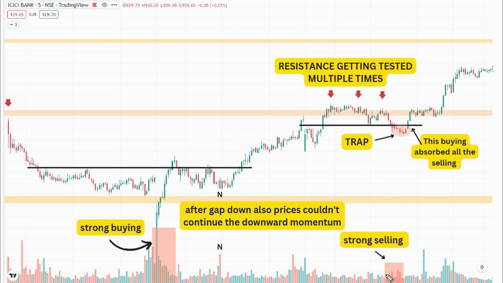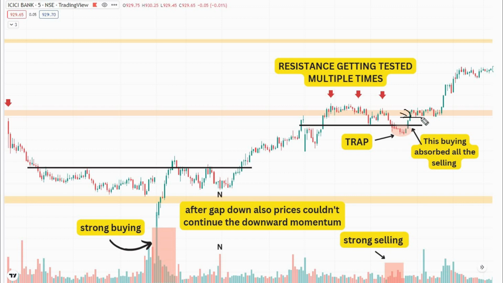Now see here, increase in volume, prices broke this level, indicating to sellers that now prices will go towards the downside. But what happened? Eventually the sellers got trapped and prices again broke above this resistance with increase in volume towards the upside. And look at the buying momentum, strong buying momentum. So now our second entry could have been around here.